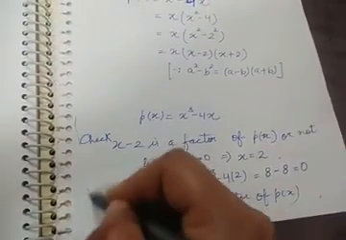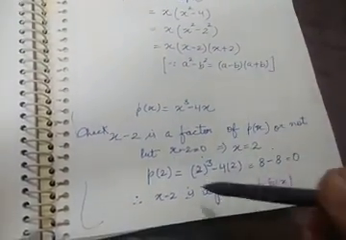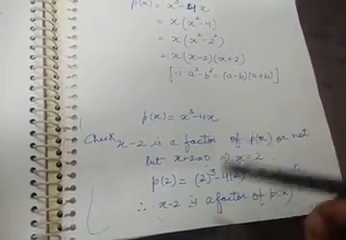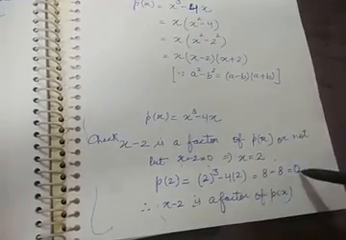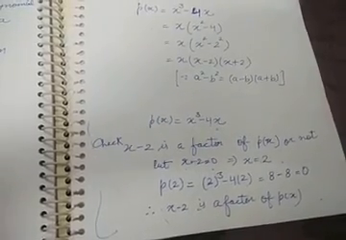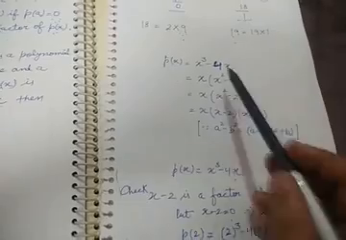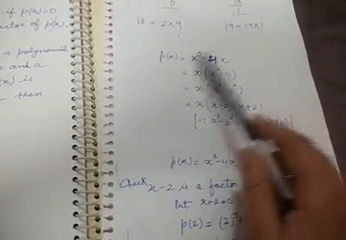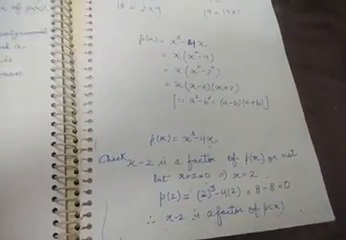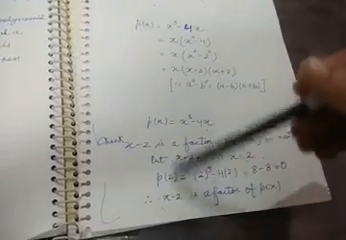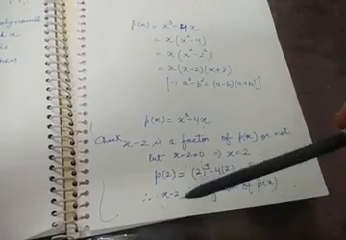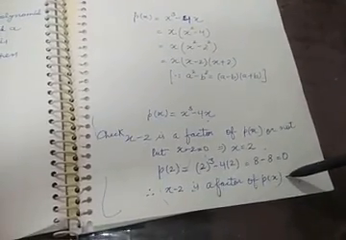Only this you have to check, whether any polynomial is a factor of another polynomial or not. If you get remainder 0, then it is a factor of that polynomial. Otherwise, it is not a factor of that polynomial. This is only for your verification. If you are factorizing this polynomial, you can check that x minus 2 is a factor of this polynomial, and this thing we can show by this factor theorem. If you get remainder equal to 0, then x minus 2 is a factor of P(x).